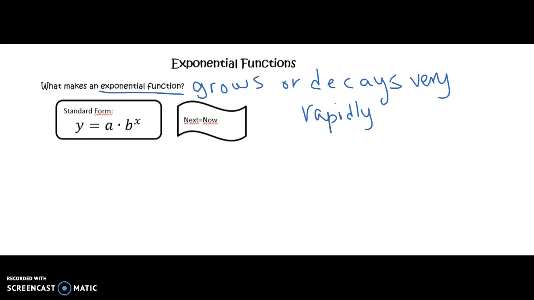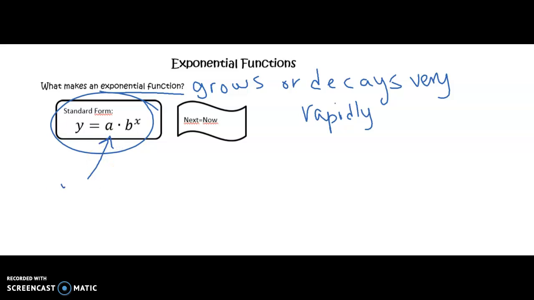Just like we have linear functions where y equals mx plus b, that's the slope-intercept form of a linear function. We also have the standard form of a linear function, which is ax plus by equals c. Well, in exponential functions, we have that just as well right here, the a times b to the x.